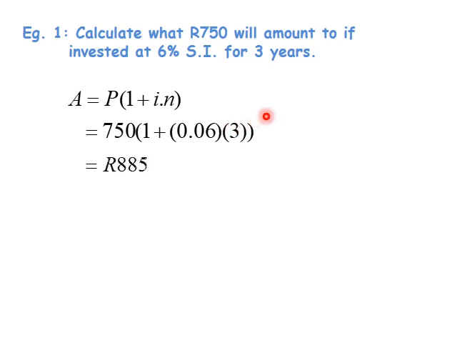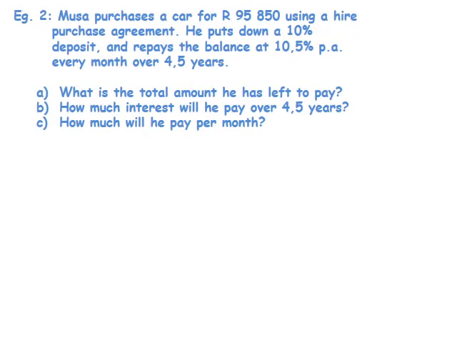Plug that all into the formula, use your calculator, and voila, you've got 885 Rand. So 750 Rand grew. See how we multiplied 750 by this big bracket? So obviously your final answer will be bigger than your initial amount.